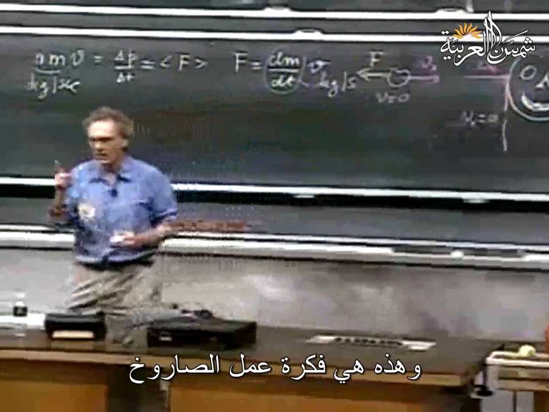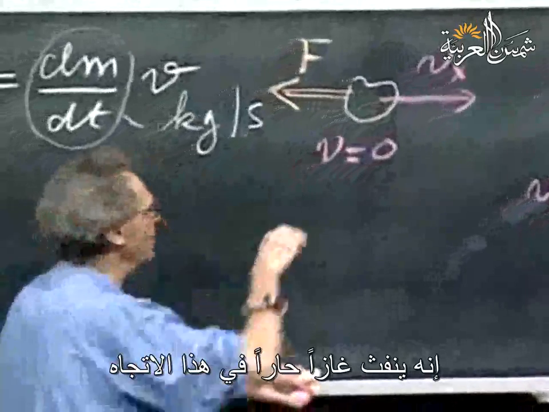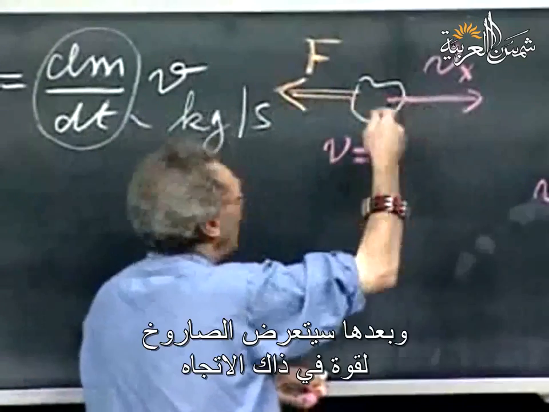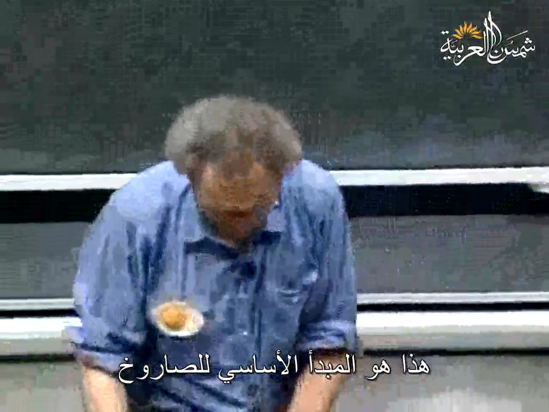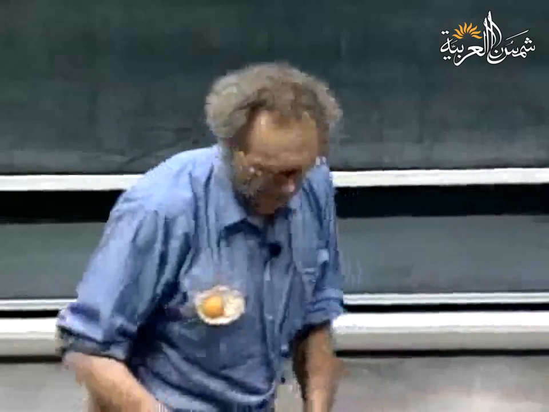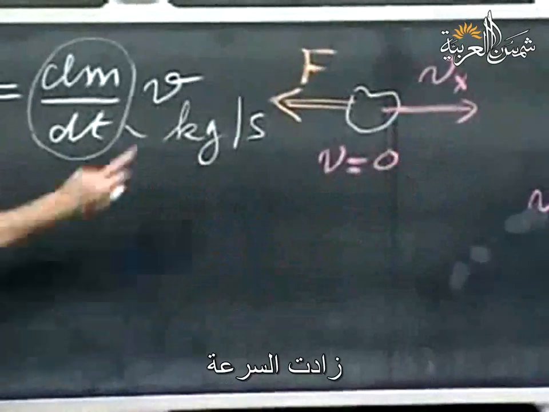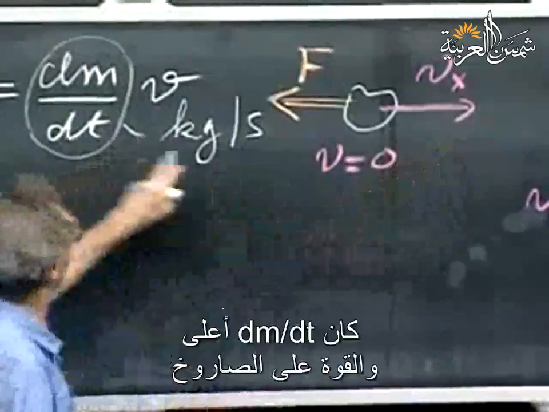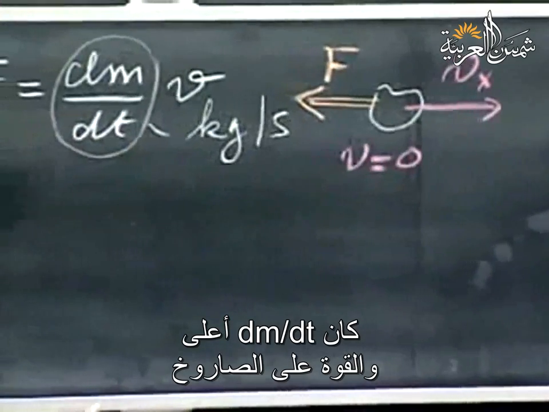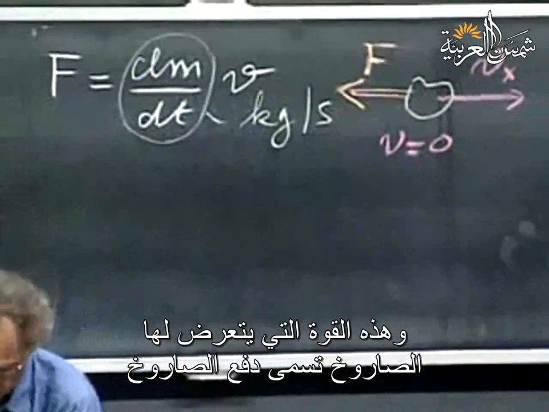And that now is the idea behind a rocket. A rocket is spewing out tomatoes, well, not quite tomatoes, it's spewing out hot gas in this direction, and then the rocket will experience a force in that direction. That is the basic concept behind a rocket. And the higher the speed of the gas that it throws out, the higher that velocity, the more kilograms per second it spits out, the higher the dm/dt, the higher will be the force on the rocket, and this force on the rocket is called the thrust of the rocket.